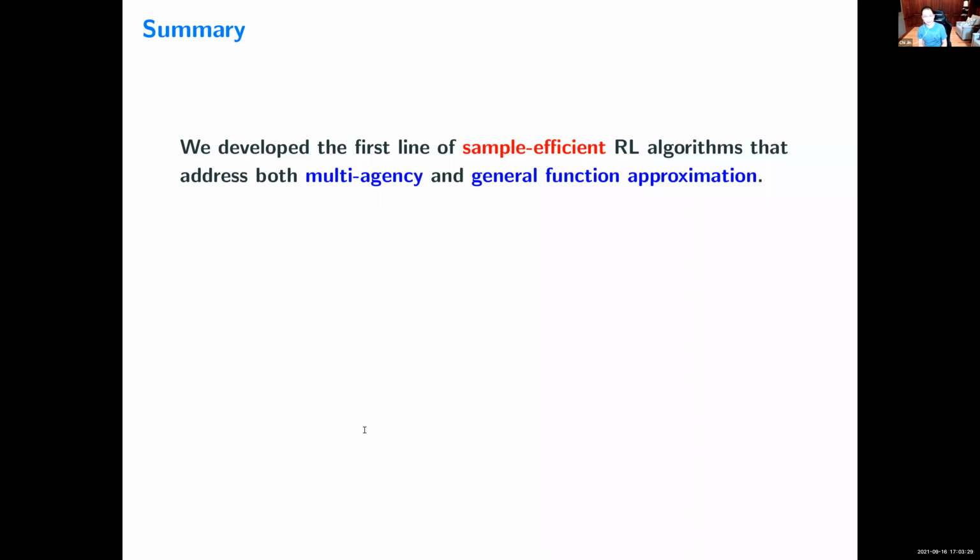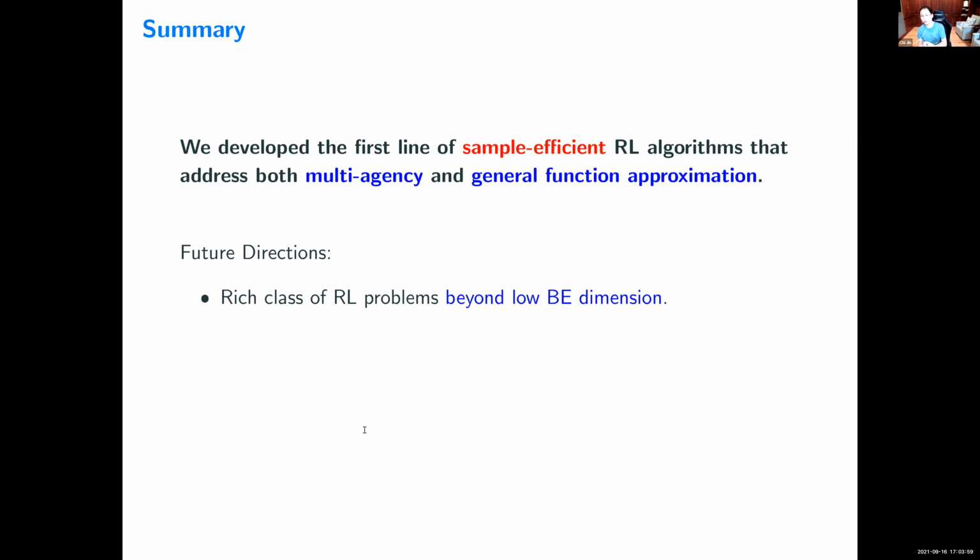In this talk, we developed our first line of sample-efficient reinforcement learning algorithms, addressing both challenges of multi-agency and general function approximation. There are a couple of future directions I feel are very important extensions to this line of work. The first one: our algorithm is very generic, but our complexity measure I still feel might be a little bit limited. We deal with this Bellman-Eluder dimension, but our algorithm actually does not rely on the Bellman-Eluder dimension.